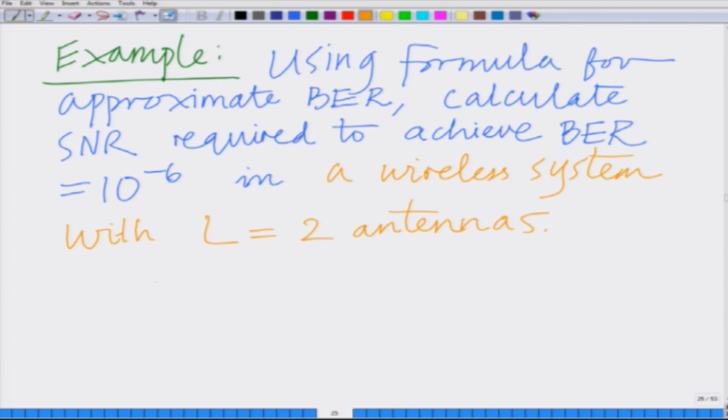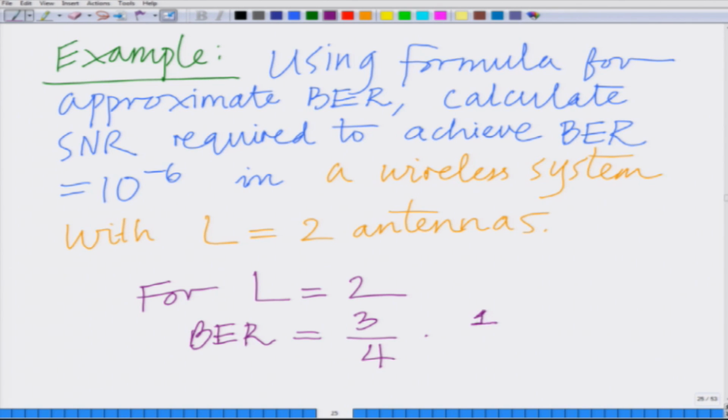For L equal to 2, our bit error rate equals 3 by 4 times 1 by SNR square. That is, for L equal to 2 with 2 antennas, the bit error rate is 3 by 4 times 1 over SNR square. This is the approximate expression for the approximate bit error rate.